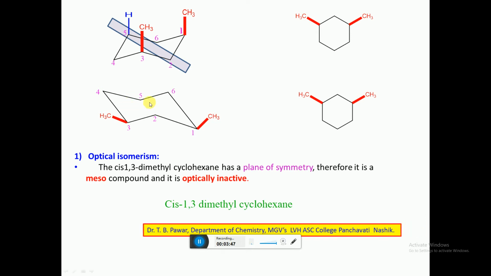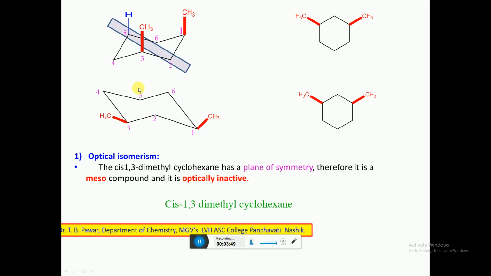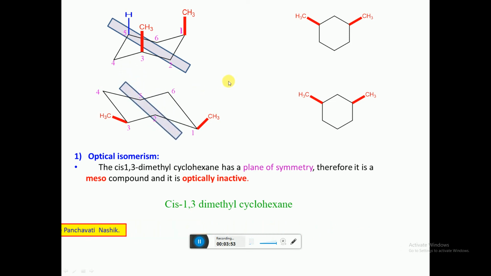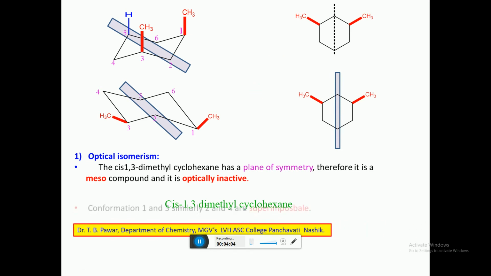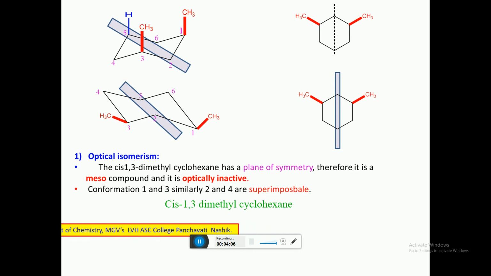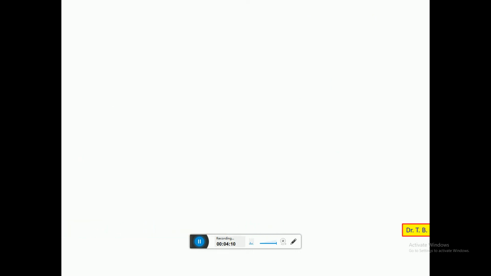Similarly, in the equatorial position, whenever the plane passes through C2, C5, it shows again a plane of symmetry and the molecule becomes a meso compound here. And meso compounds are optically inactive. Now again we have seen the conformations 1 and 3 and similarly 2 and 4 are superimposable images.